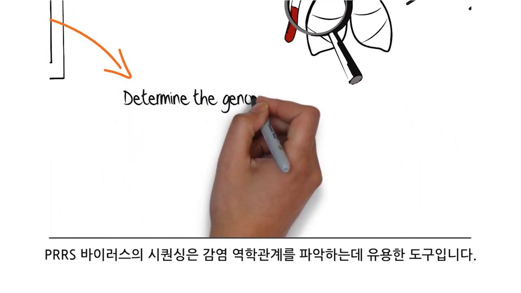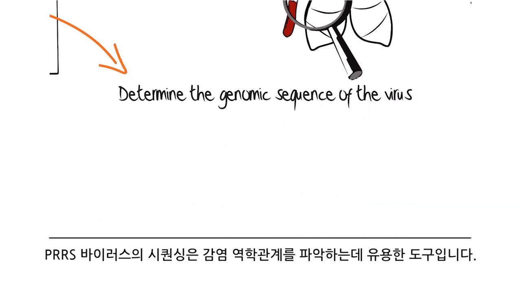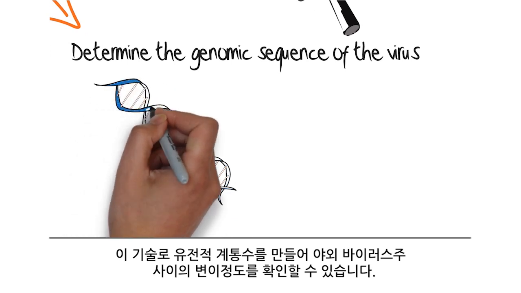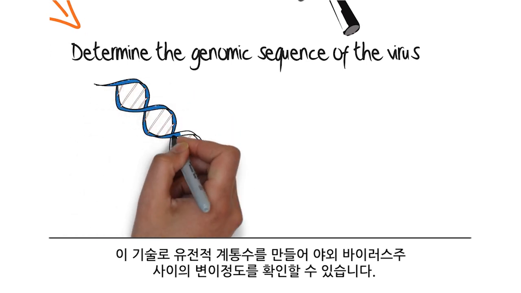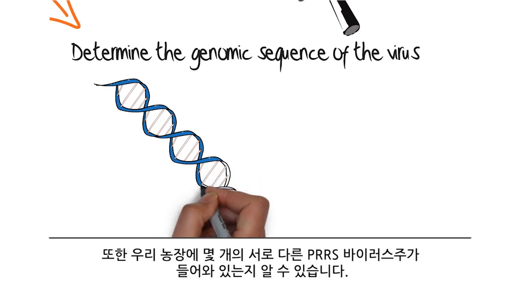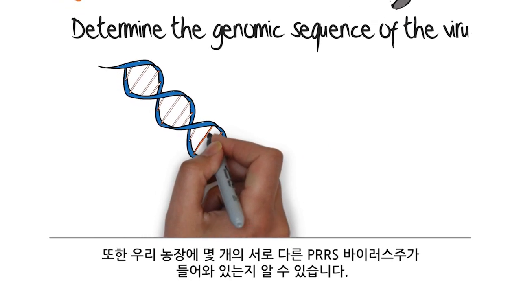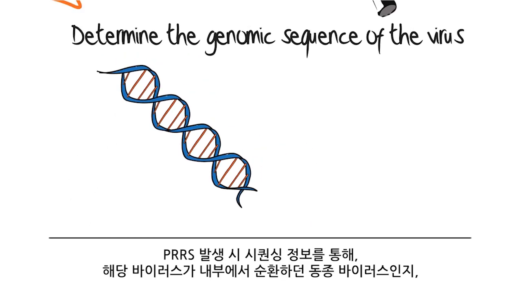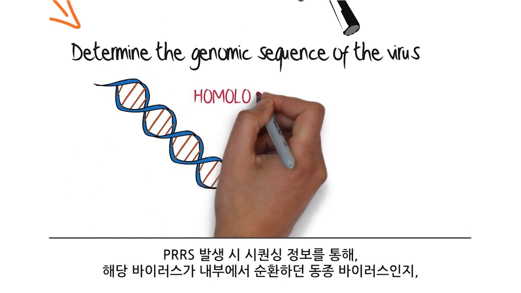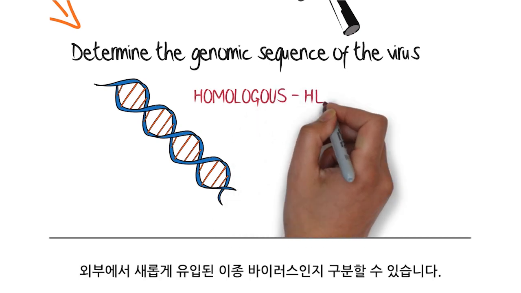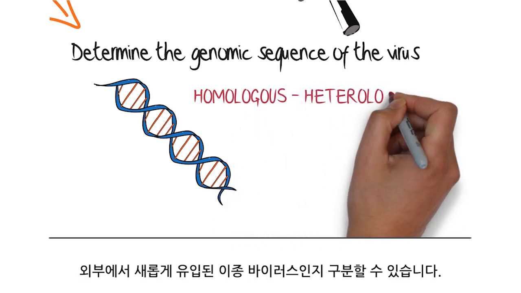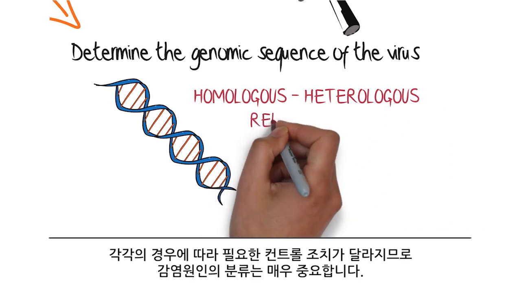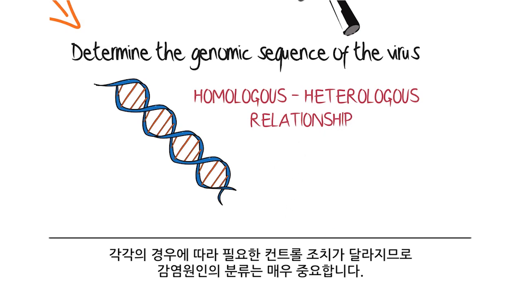Determining PRRS virus sequence is a useful tool for epidemiological studies. This technique enables us to create phylogenetic trees of field strains and to describe the degree of variation between strains. It can also provide information about the number of different strains present on one single farm. In case of PRRS outbreak, sequencing enables us to determine whether the strain causing the outbreak is the endemic one, homologous strain, or if it is a new one, heterologous strain, that has entered the farm. That's an important distinction, since corrective measures are different in each case.